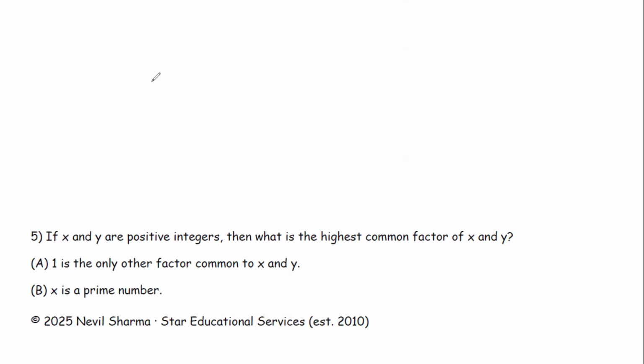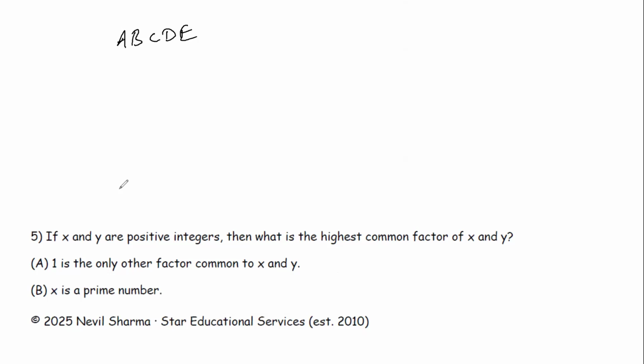If x and y are positive integers, then what is the highest common factor of x and y? Okay. So the first statement: 1 is the only other factor common to x and y. Does it answer the question? No, because it says there are two common factors out here. With statement A, we come to know there are two common factors, one and something else.